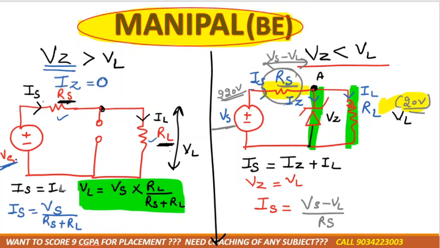Okay. Now in every case we need to check whether it is this condition or that condition. So how will we be able to calculate? By using this formula, the voltage division rule formula of VL.